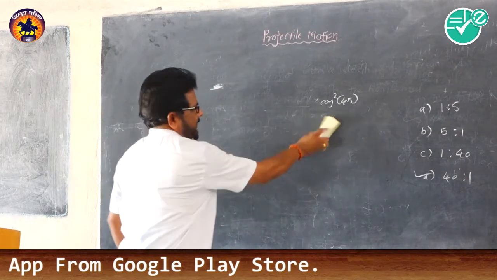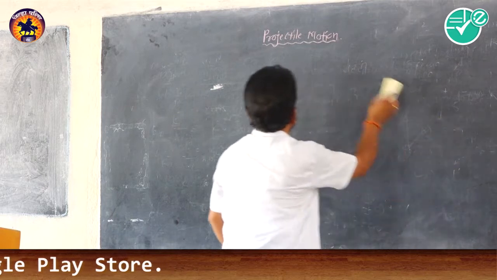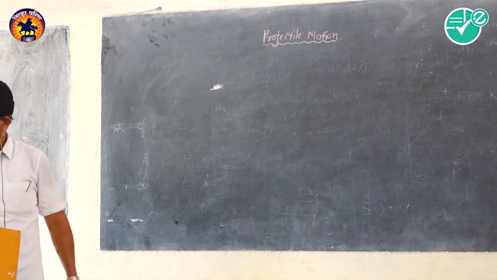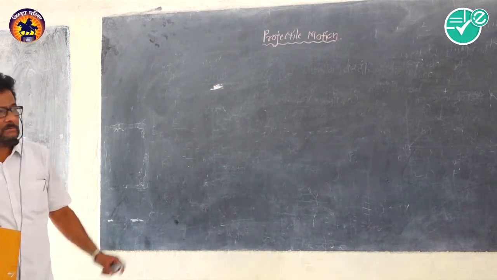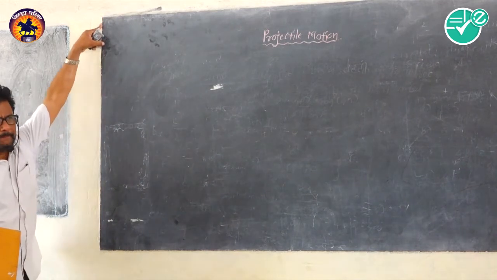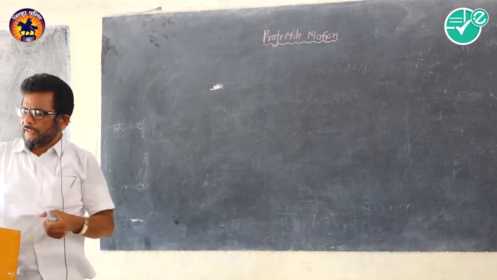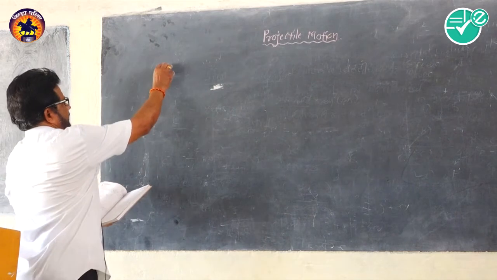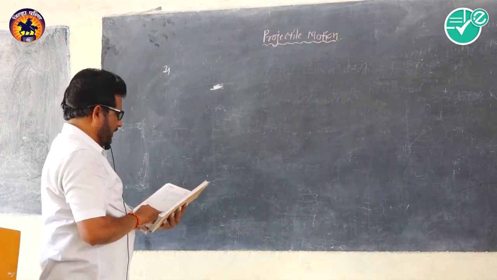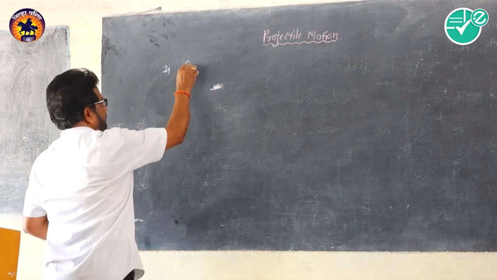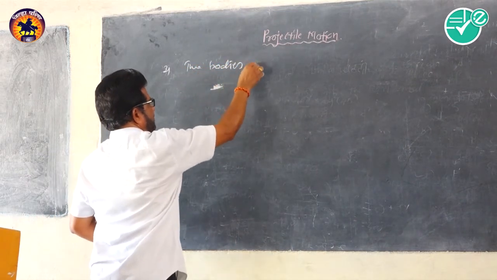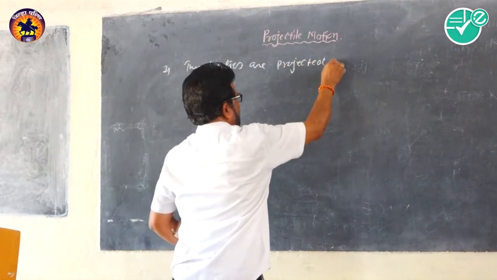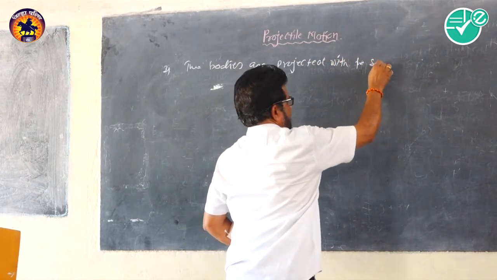In this way we have to solve the numericals, which depend directly upon the formulae, or some examples depend upon the concepts. Now one more problem we take here, that is next. Two bodies are projected with the same velocity.